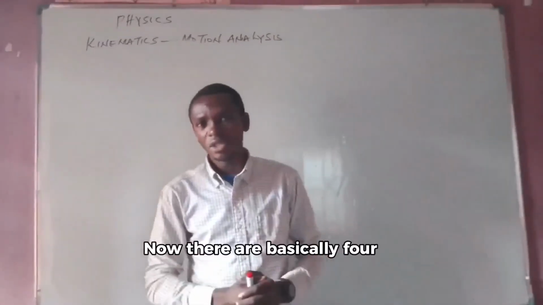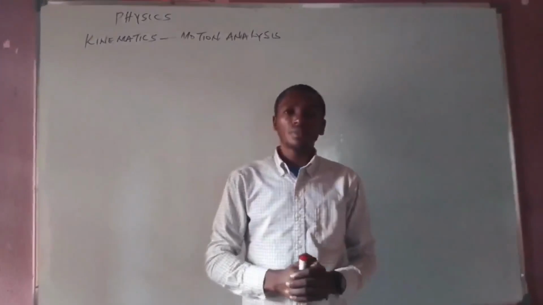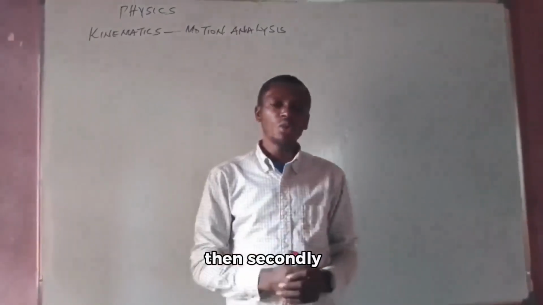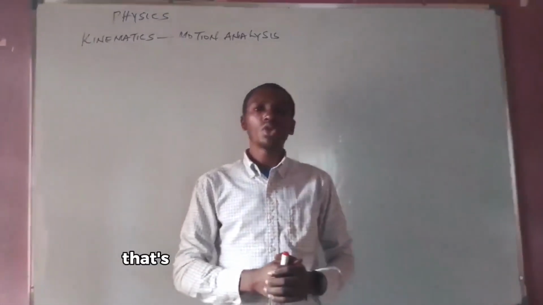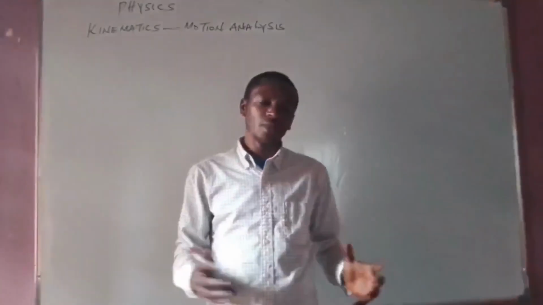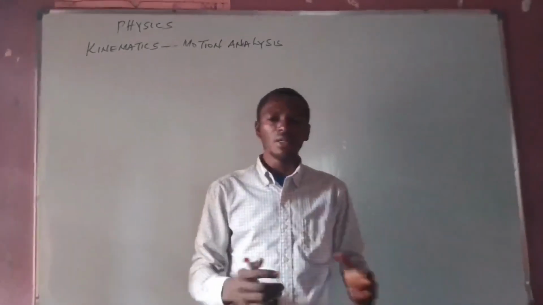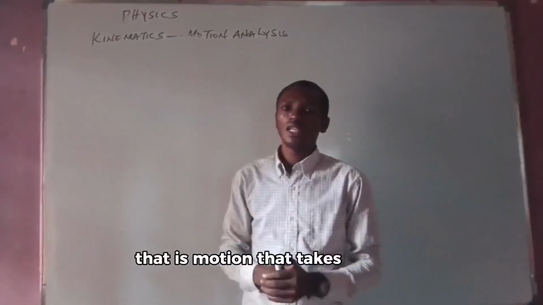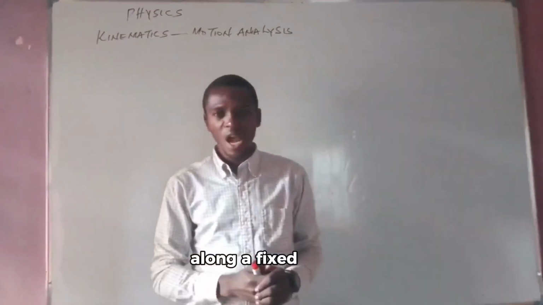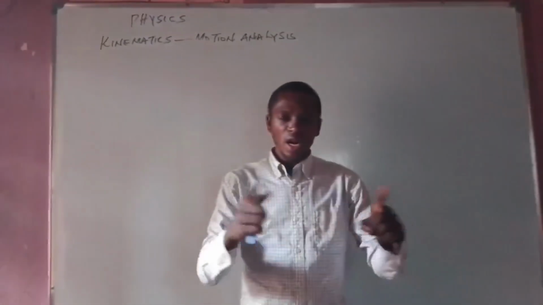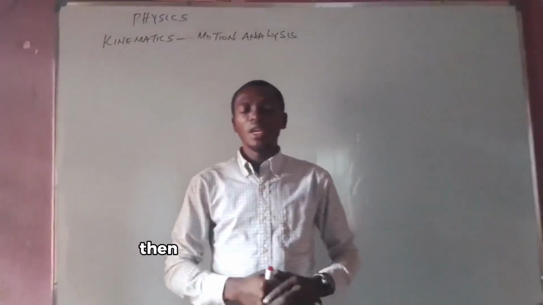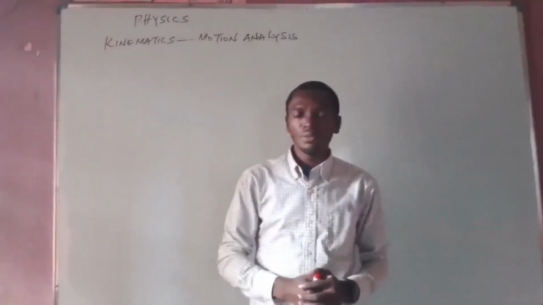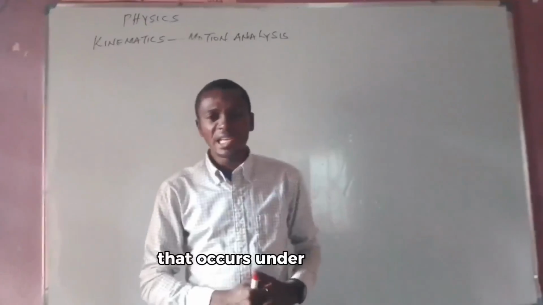Now, there are basically four types of motion. The first one is rectilinear motion, that's motion on a straight line. Then secondly, we have curvilinear motion, that's motion along a curved path. Then the next one is rotational motion, that is motion around a fixed axis. The last one is projectile motion. This is a two-dimensional motion that occurs under gravity.